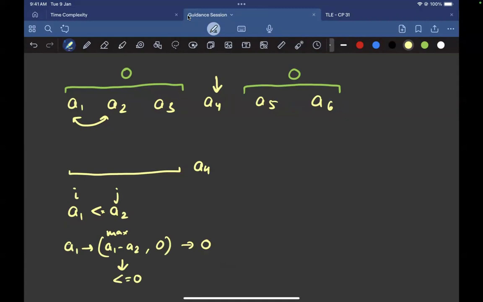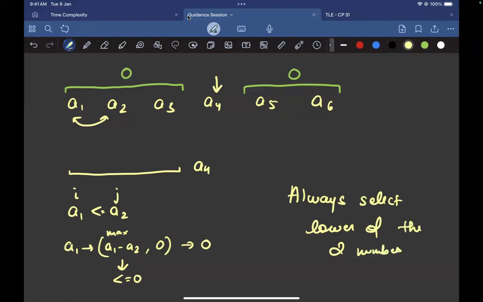Is that correct? Which means that there is a very smart idea I can follow. I can always select the lower of the two numbers, I and J, and make a 0. Is that right? Is this clear? Yes, everyone?